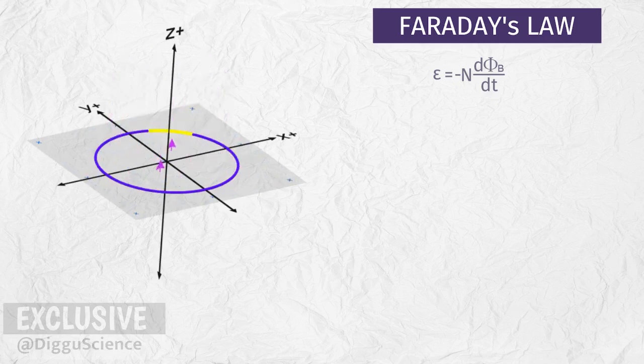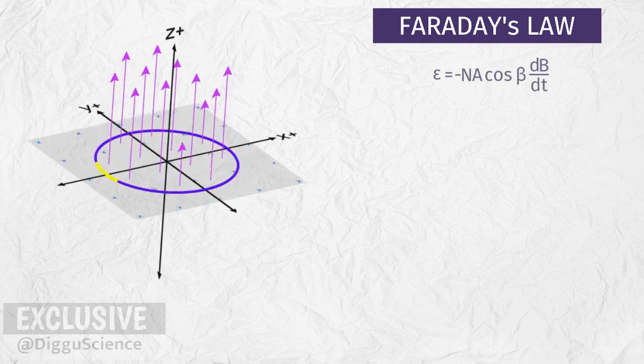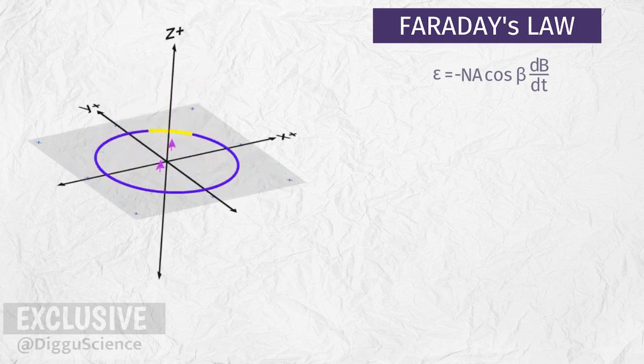However, magnetic flux itself consists of three quantities, B, A, and cosine beta. In this case, the surface area of the circle is constant. Likewise, the angle between the magnetic field and the normal to the circular area is constant. We can exclude the factors A and cosine beta from the calculation of d dt. This dB dt represents the rate of change of magnetic induction over time.